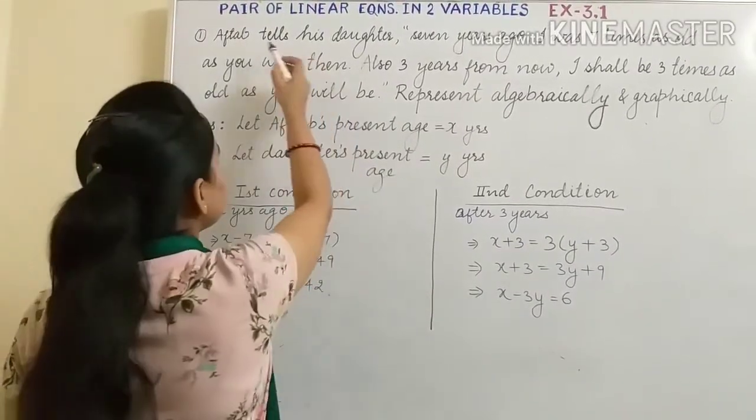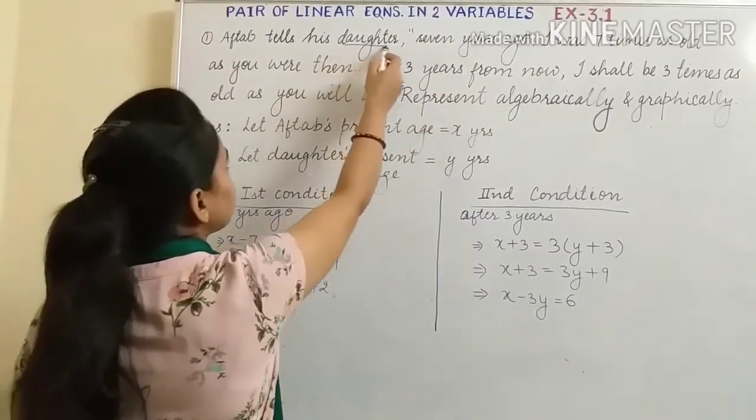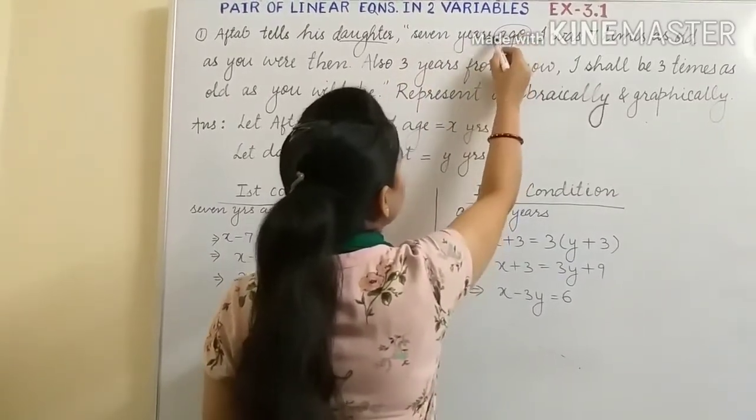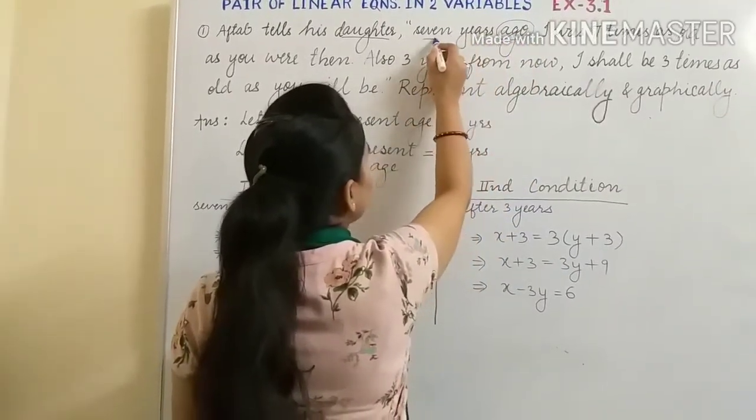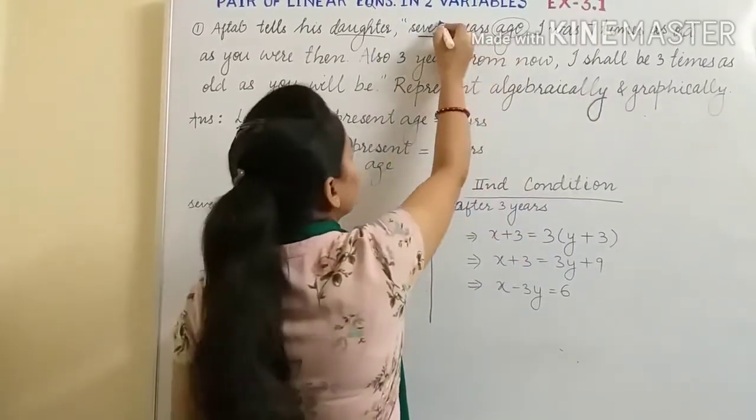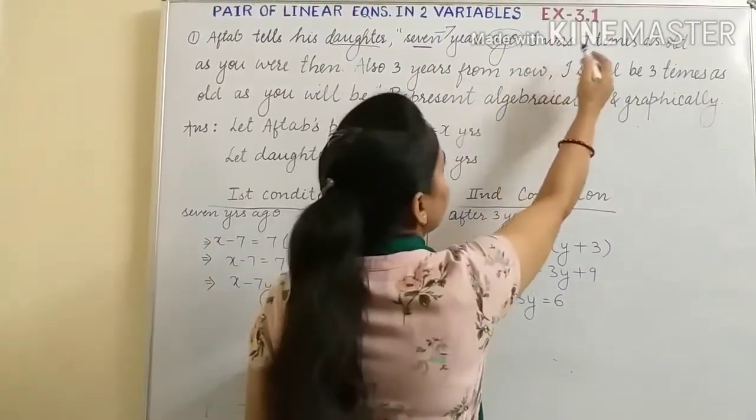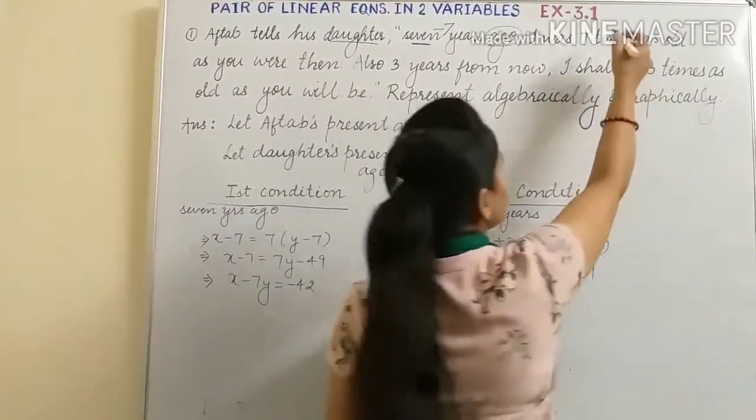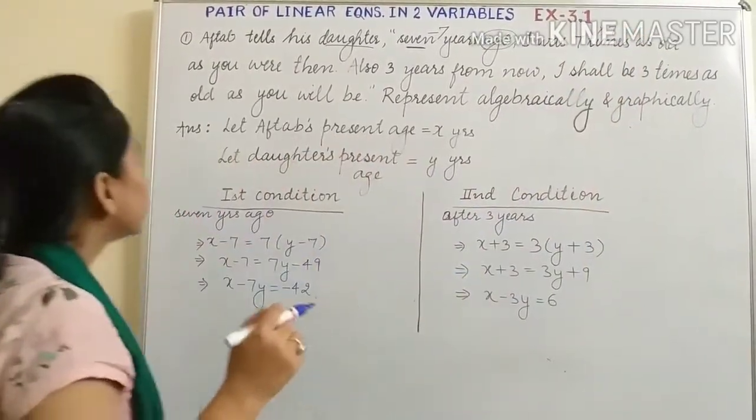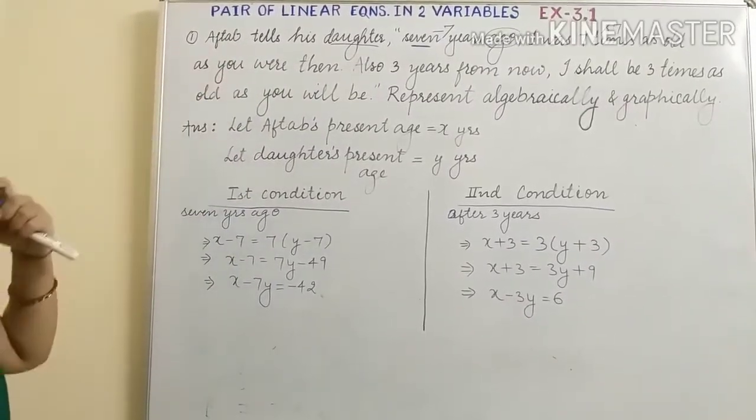Here Aftab is conversing with his daughter and he is telling that 7 years ago. Whenever you get the word ago, whatever quantity is written has to be subtracted, so minus 7. "I was 7 times": 7 times means 7 is to be multiplied, "as old as you were then." This is the past condition.